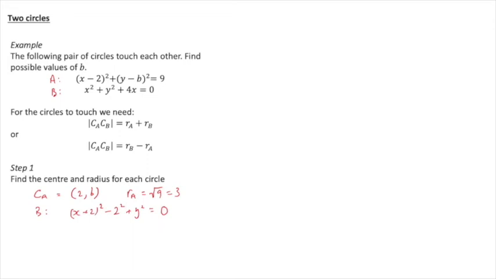For the circle B, we have to complete the square, which gives us (x plus 2) squared minus 2 squared plus y squared equals 0. And then we can add that 2 squared to both sides, and we get (x plus 2) squared plus y squared equals 4. That means the centre is minus 2, 0, and the radius is the square root of 4, which is 2. So we've got all the information we need.